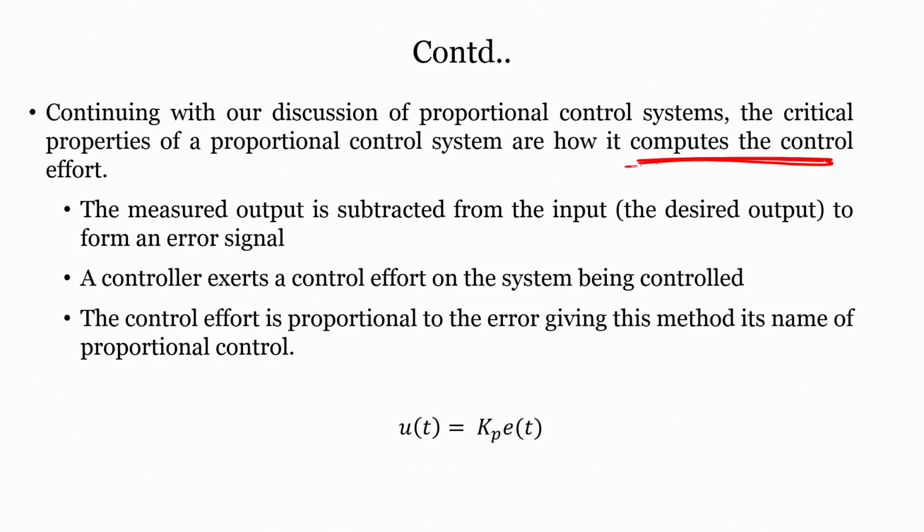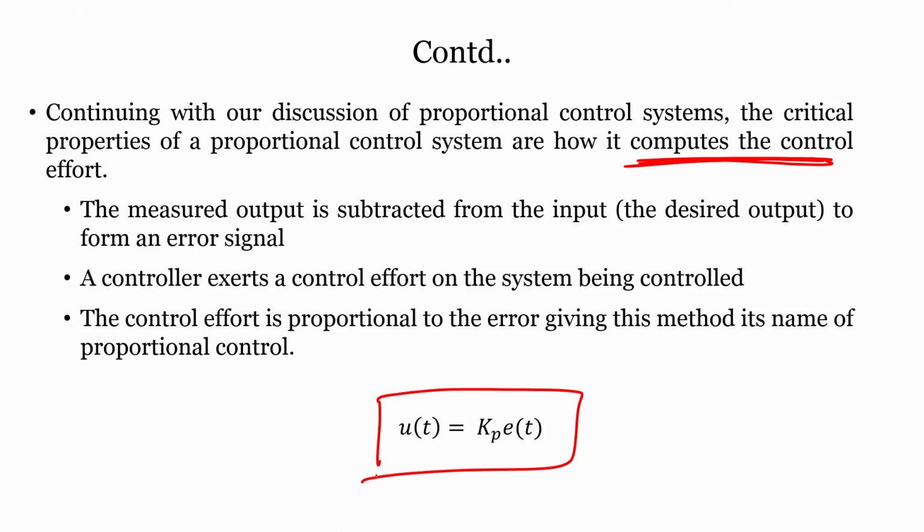control effort. That is a very important parameter. The measured output is subtracted from the input to form an error signal, okay. And a controller exerts a control effort on the system being controlled. The control effort is proportional to the error given, and that is why this method is called proportional controller, right.